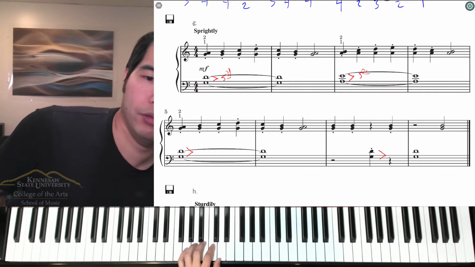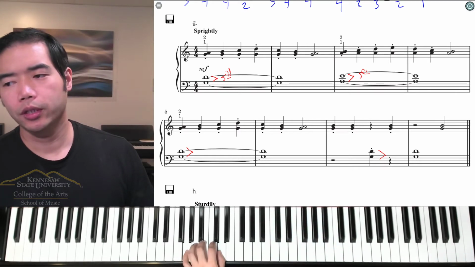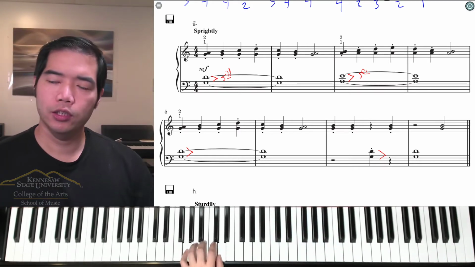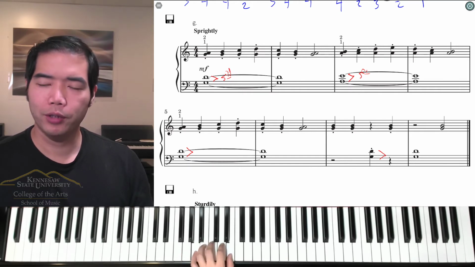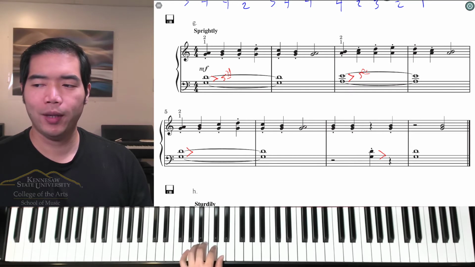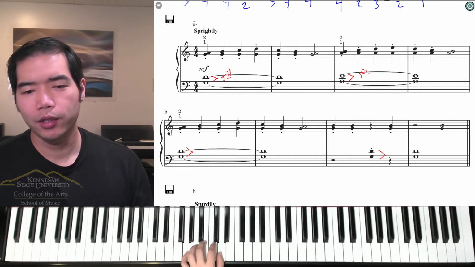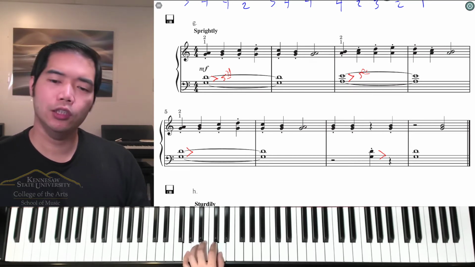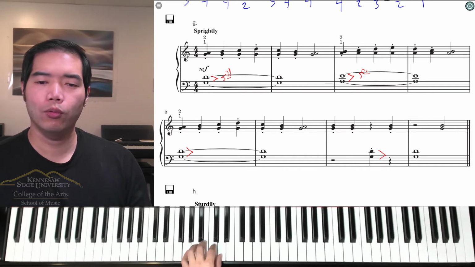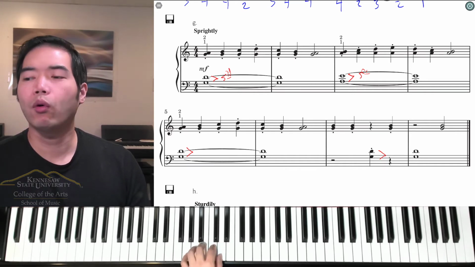2. Here we go. 1, 2, 3, 4. Tie. 2. Now shift up. 1, 2, 3, 4. Tie. 2. Shift back down. 1, 2, 3, 4. Tie. 2, 3, 4. 1, 2, 3, 4.